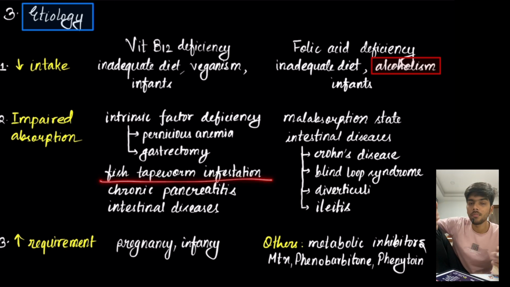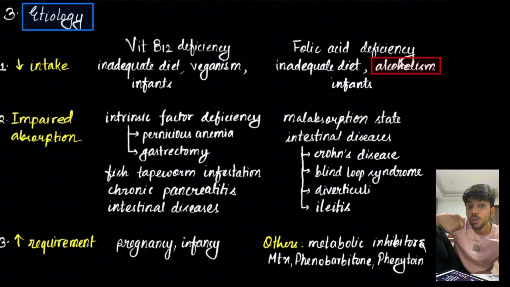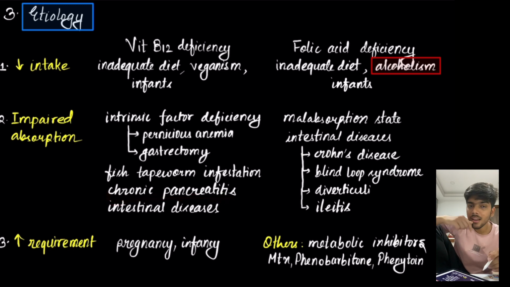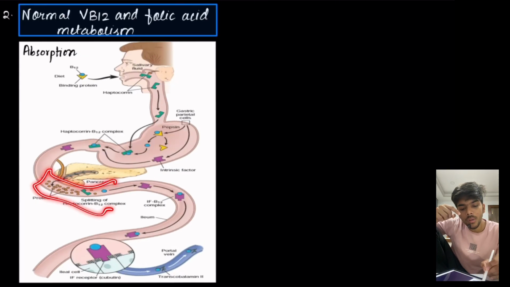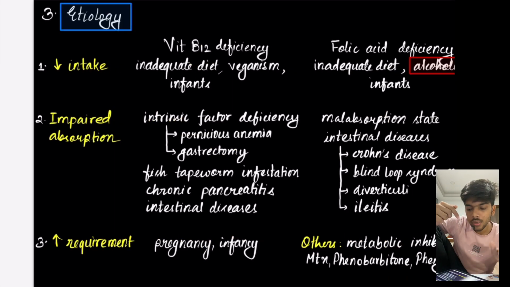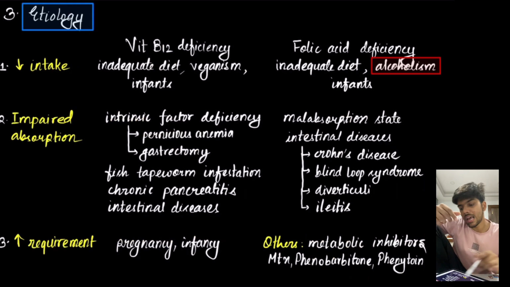Second is fish tapeworm infestation. If there is fish tapeworm infestation, then there is competition between the tapeworm and your body for the intake of vitamin B12, leading to deficiency in vitamin B12 for your body. Chronic pancreatitis. Chronic pancreatitis because during the absorption of vitamin B12, alkaline medium is required right here for the splitting of a certain complex, which you will know if you read this flowchart itself. And then intestinal diseases. As for folic acid deficiency, simple, if there is malabsorption, folic acid will not be absorbed, or if there are intestinal diseases, then folic acid absorption will not take place.